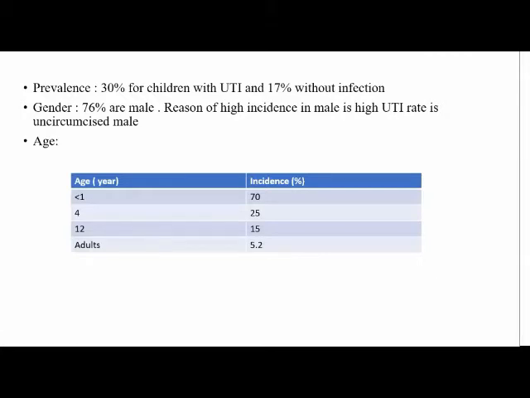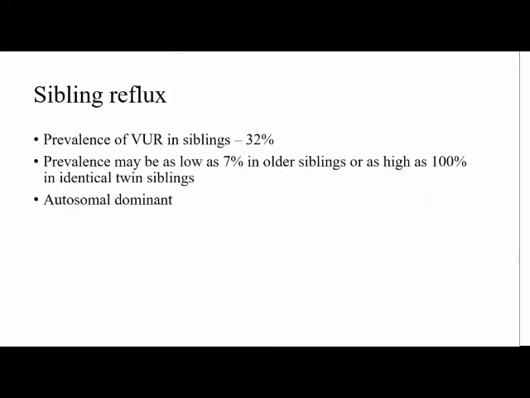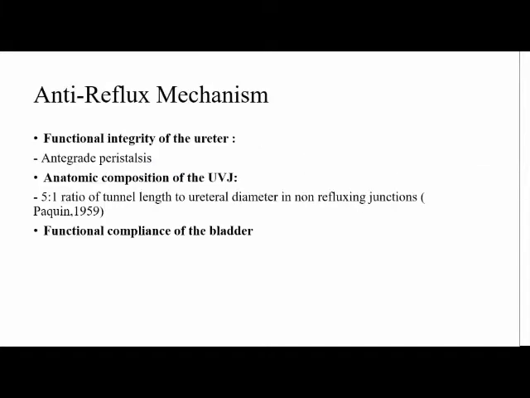Coming to age, the incidence is 70% in less than 1 year of age, 25% in 4 years of age, 15% in around 12 years of age. As already mentioned, the prevalence among siblings is around 32%. Prevalence may be as low as 7% in older siblings and highest, 100%, in identical twin siblings.